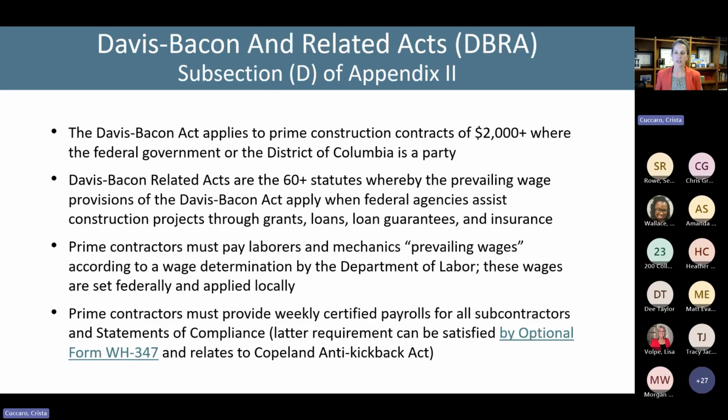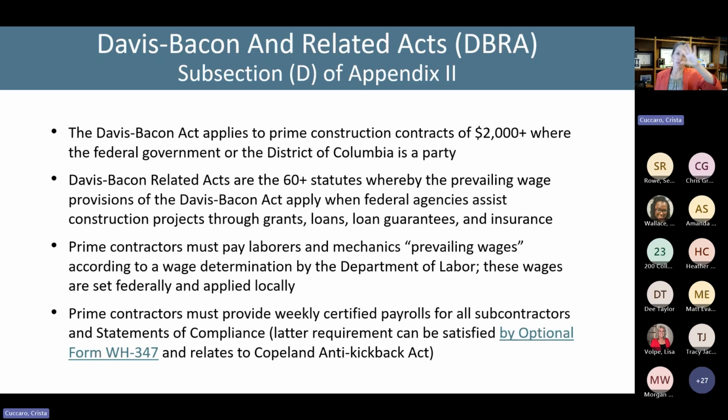Now we're going to talk about Davis-Bacon. So this is one of the more substantial requirements that we find in the Uniform Guidance, referenced in Appendix 2. And so this is subsection D of Appendix 2. So the Davis-Bacon Act, as a little bit of background, is a federal law that applies to prime construction contracts of $2,000 or more, where the federal government is a party to the contract, or the District of Columbia is a party to the contract. And I don't believe any of you on the call fall into either of those buckets. So the Davis-Bacon Act itself does not apply to you.